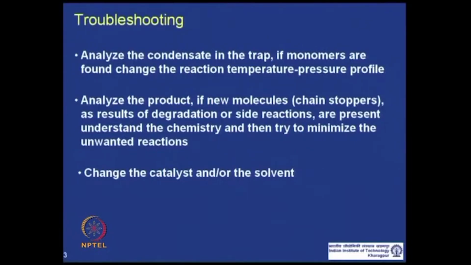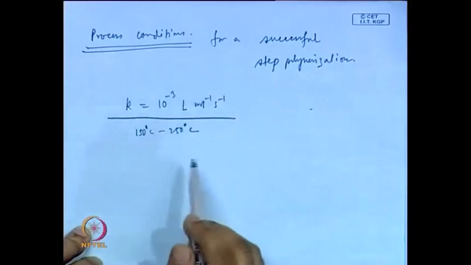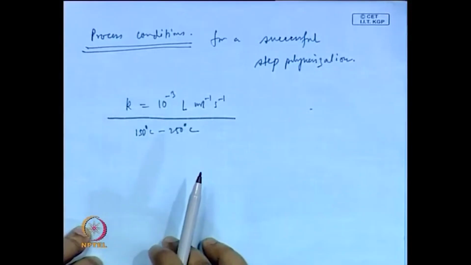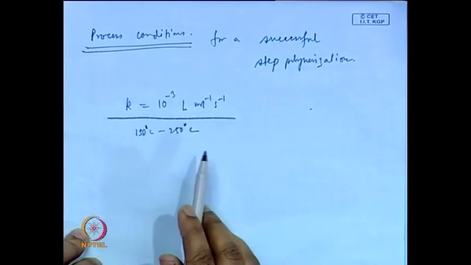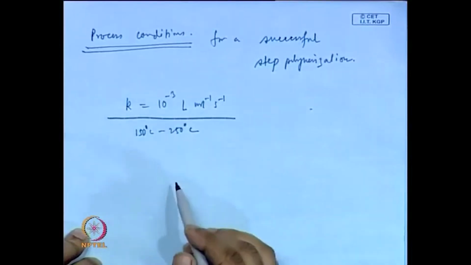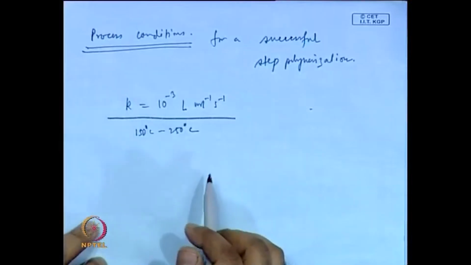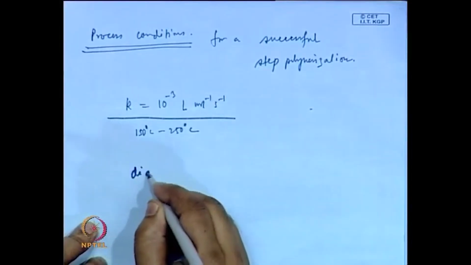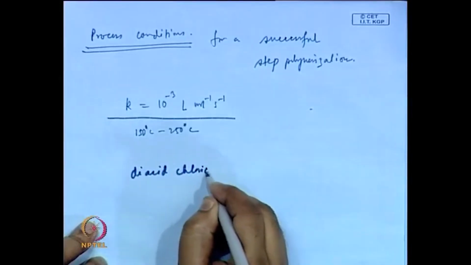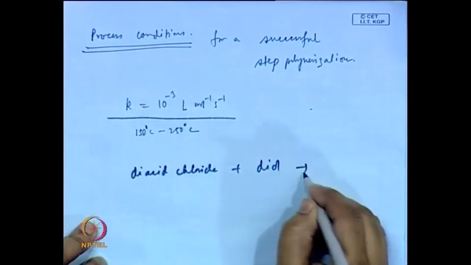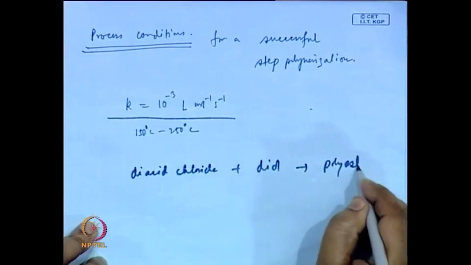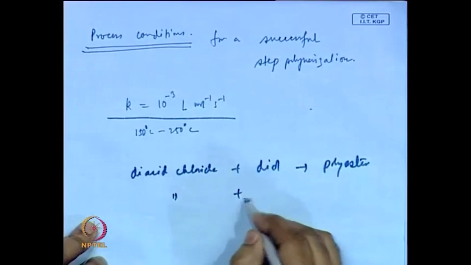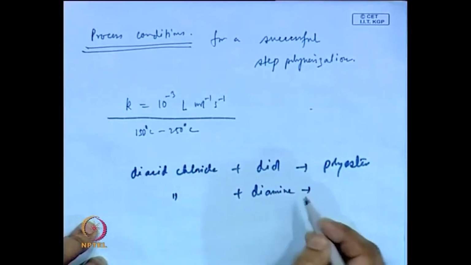Now, let us go back to the last lecture. We talked about how the rate constant K for step polymerization is quite low, 10 to the minus 3 liter per mole per second. Now, there are a few exceptions, actually very few. One example is the reactions with diacid chlorides. For example, diacid chloride plus diol forming polyester, or diacid chloride plus diamine forming polyamide.